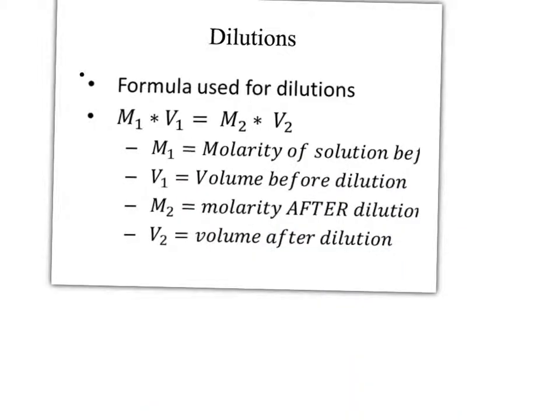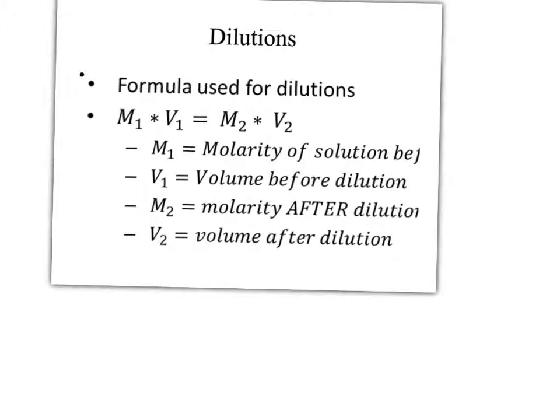So we actually have a formula that we use to calculate our dilutions. It is one that needs to get ingrained into your mind. It is M1 V1 equals M2 V2. Kind of remember it like a Star Wars character, M2 V2. Sorry, that was bad. Where M1 is the molarity of the solution before dilution.